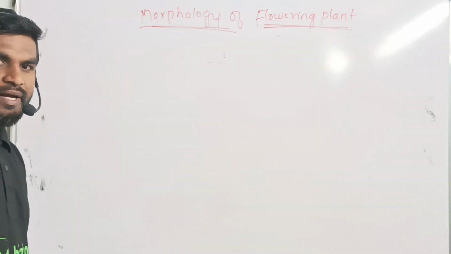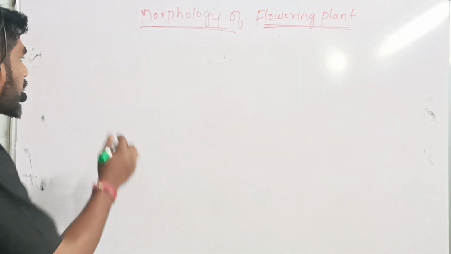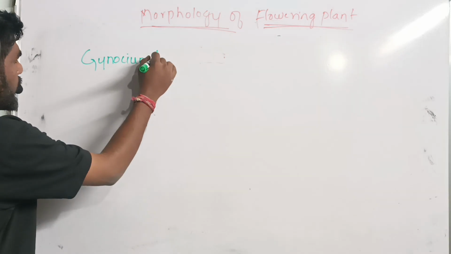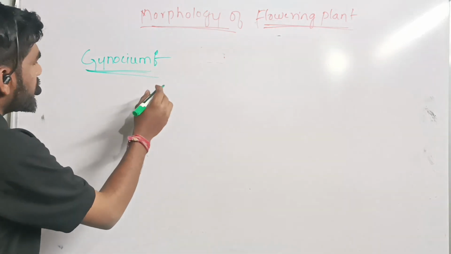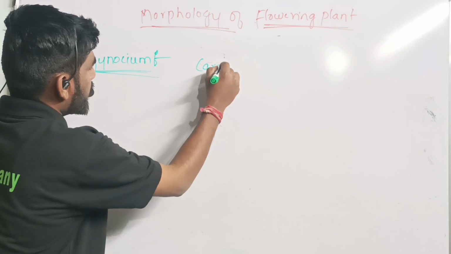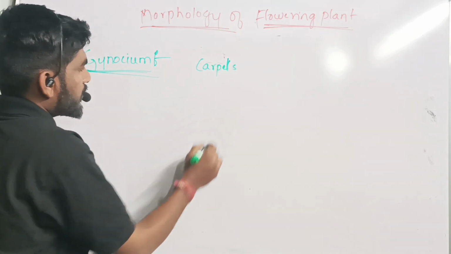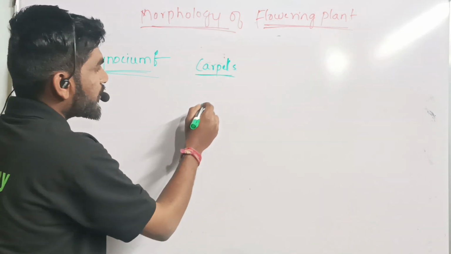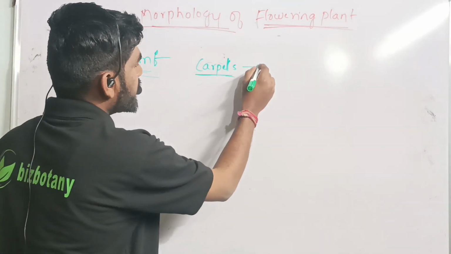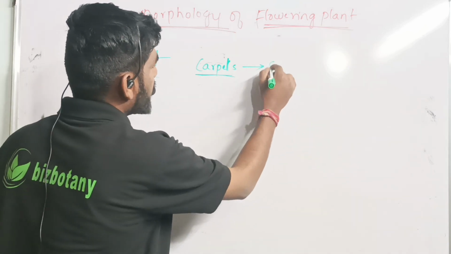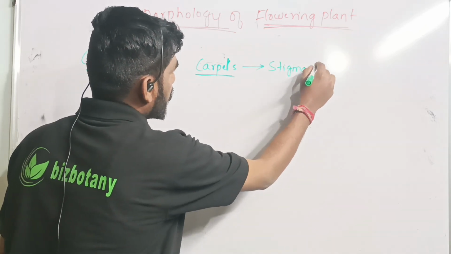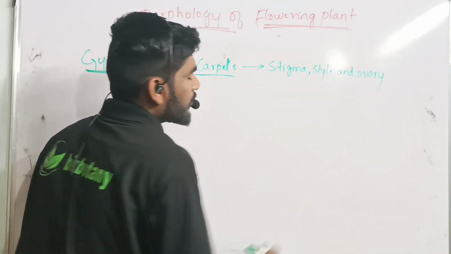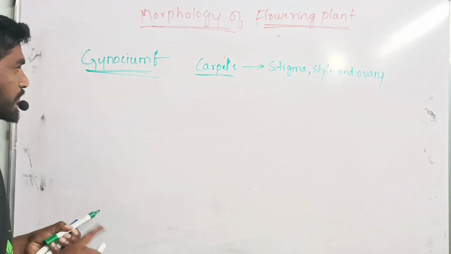The second reproductive part of the flower is the Gynoecium. Gynoecium comprises carpels. A carpel is the female reproductive structure of the flower, which consists of three parts: stigma, style and ovary. This is the structure of a carpel.